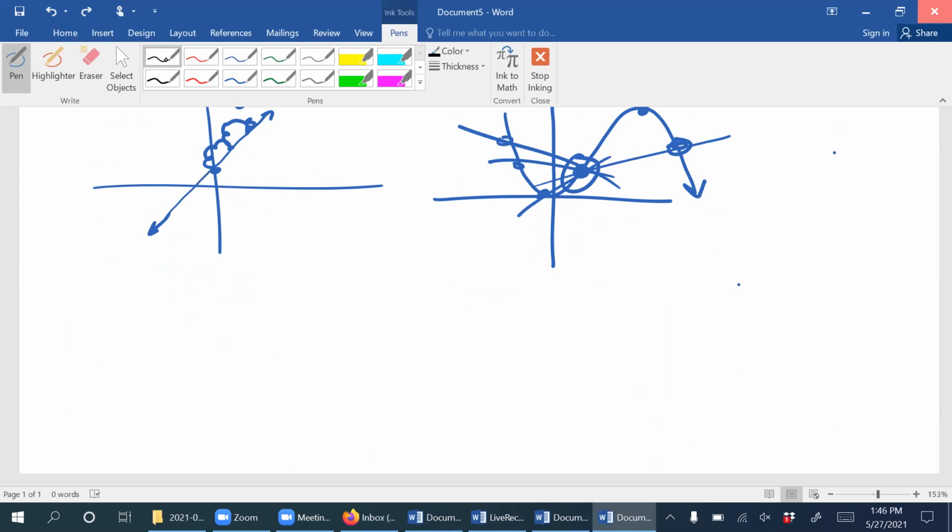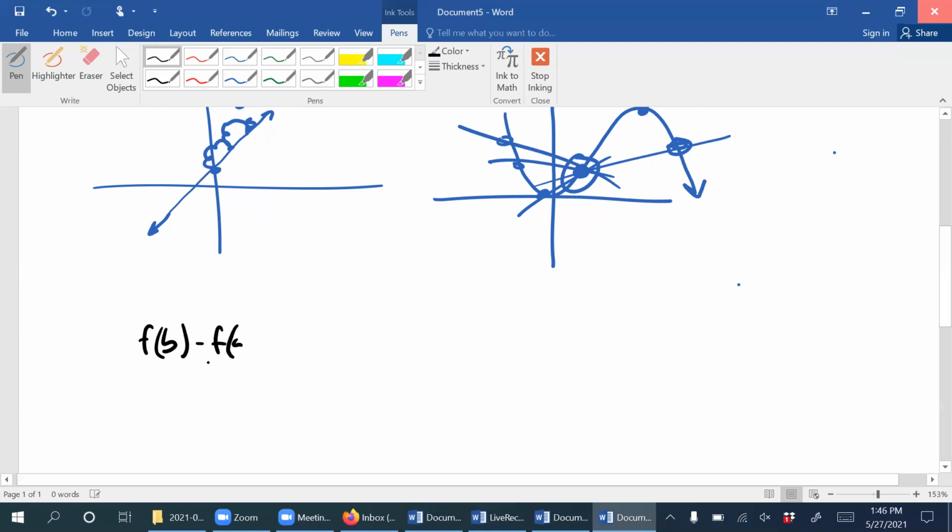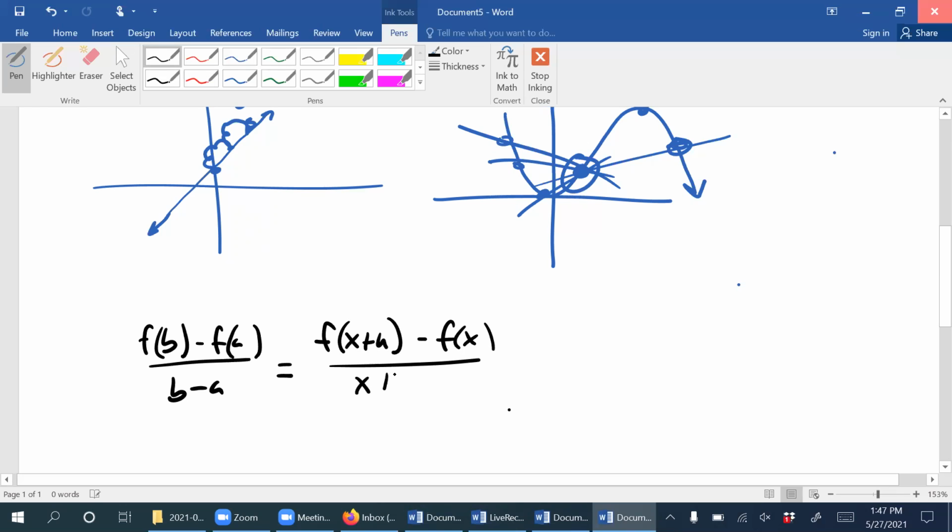So our equation here is for slope. We could describe it as f of b minus f of a over b minus a. But instead, we described it a slightly different way. We said f of x plus h minus f of x over x plus h minus x, which gave us f of x plus h minus f of x all over h.